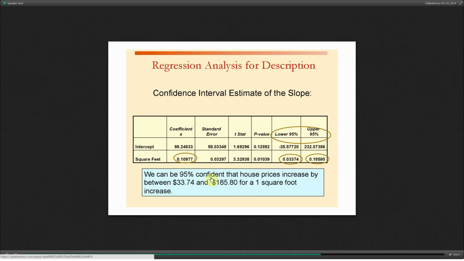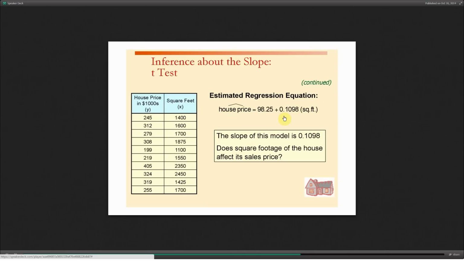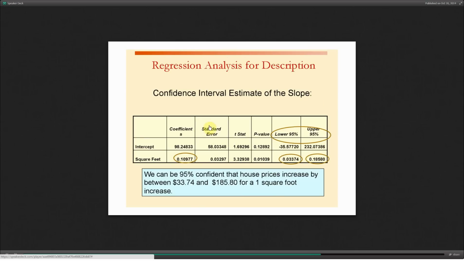Okay, so that's looking at the confidence that there is a relationship. And by the way, when the p-value for the slope, which is here for square feet, because this is the coefficient in front of the independent variable, is less than the required level of significance, then we say that it is significant, and that square footage is a significant predictor, or has a significant effect on house price.